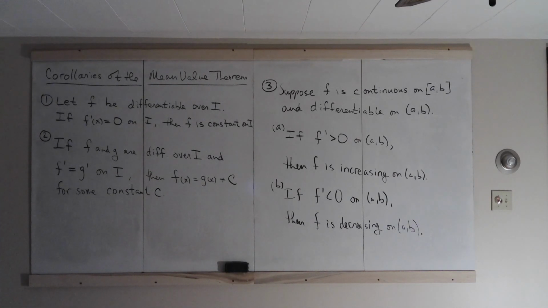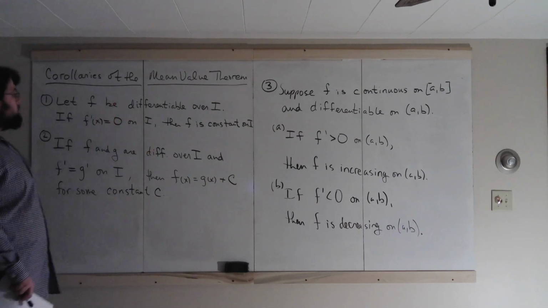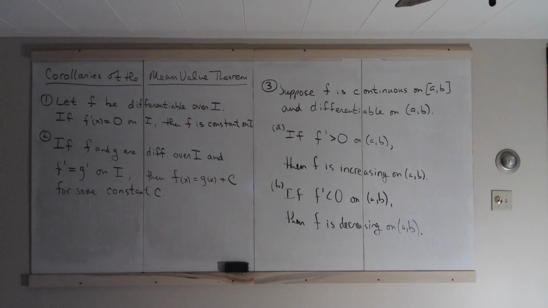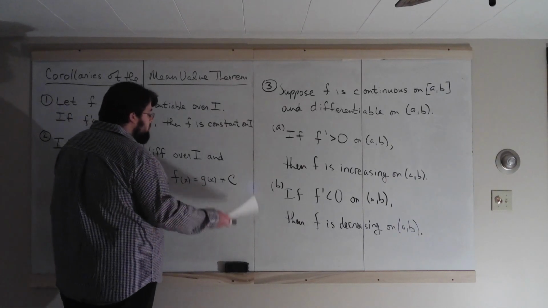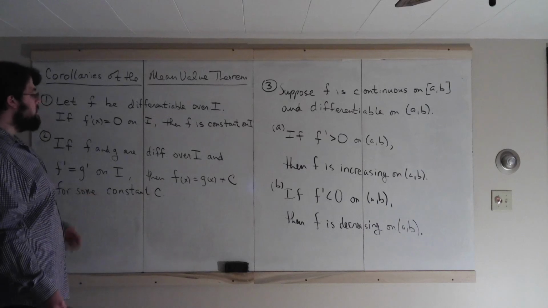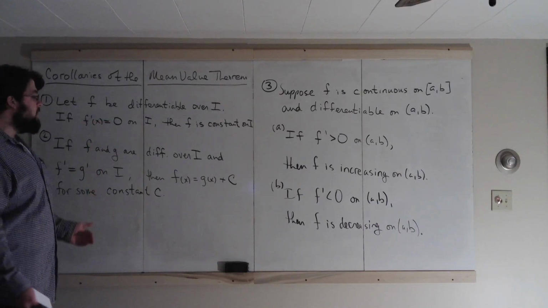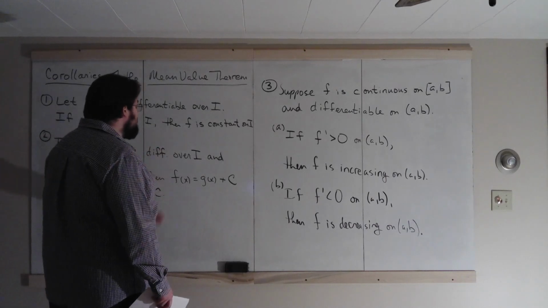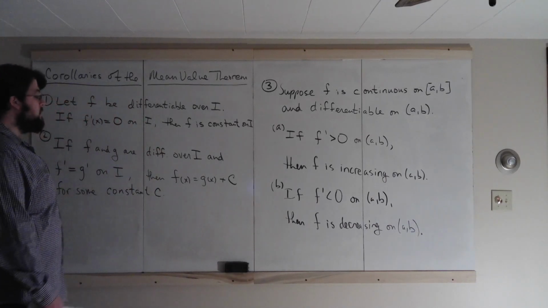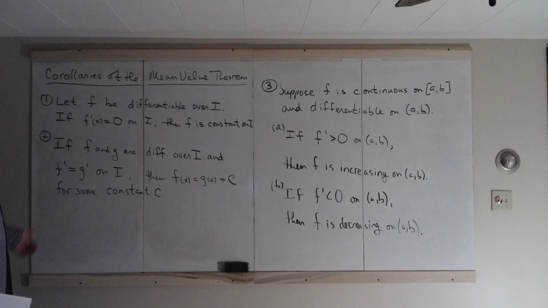Second, if f and g, two different functions, are differentiable over I, and the derivatives are the same on I, so if the derivatives of two different functions are the same on I, then f equals g plus some constant c. So the derivatives, the slopes of the tangent lines, are all the same. From the mean value theorem, we can conclude that the functions will then differ by a constant.